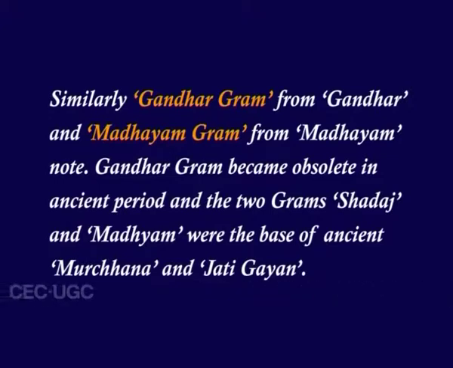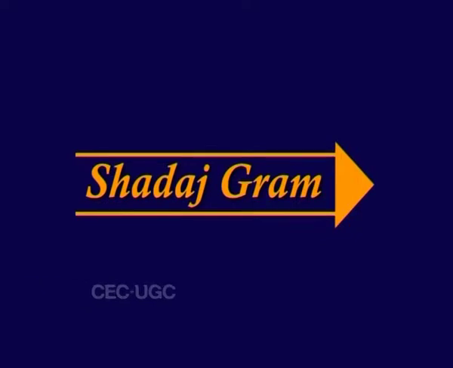Gandhar Gram became obsolete in the ancient period, and the 2 Grams, Shadaj and Madhyam, were the base of ancient Murchna and Jati Gayan. Let's know in detail about these Grams of ancient Indian music. The first is Shadaj Gram.